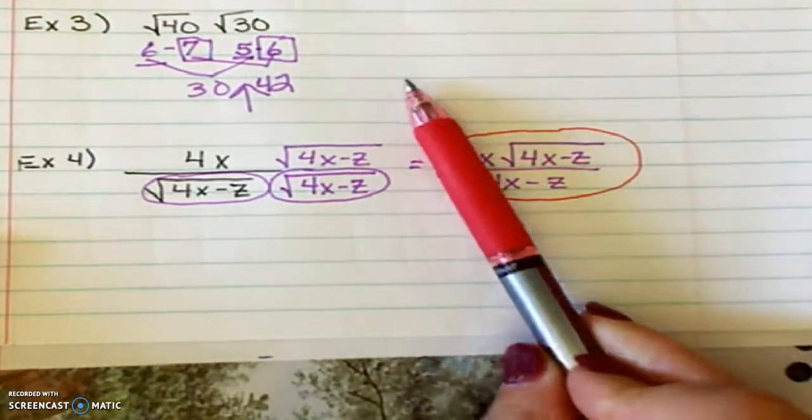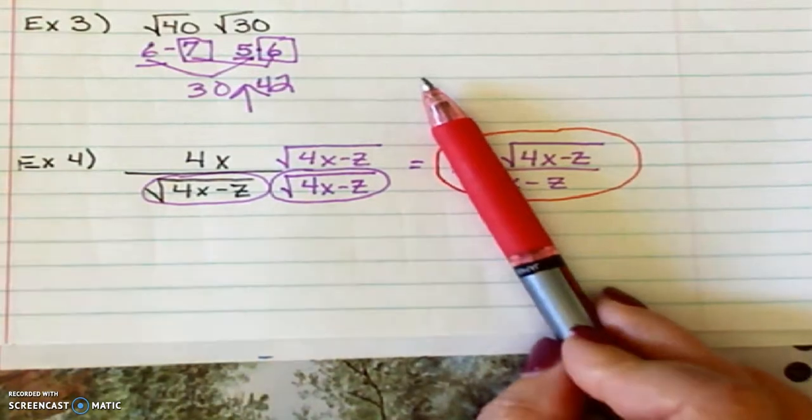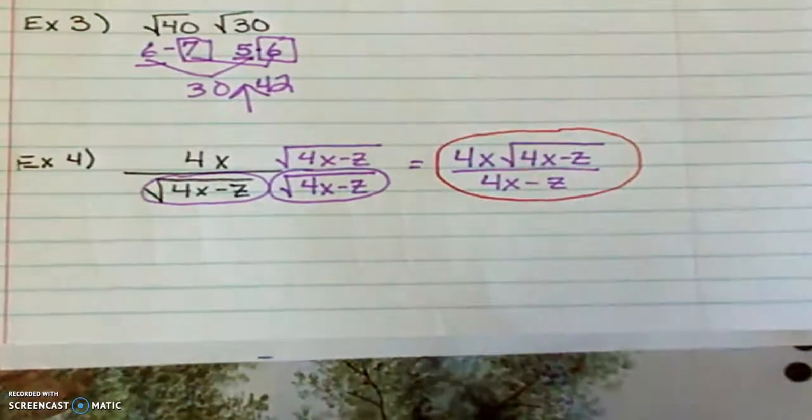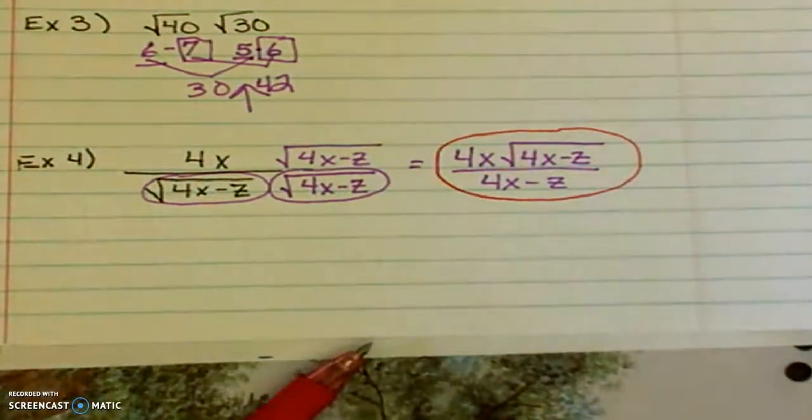And be careful, like I said, if it were a multiple choice question and they give you an answer that is the square root of 4x minus z over z, or a negative z, that is not your answer. Do not cancel those 4x's.